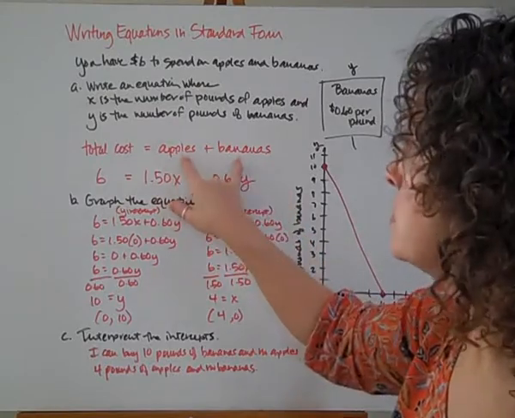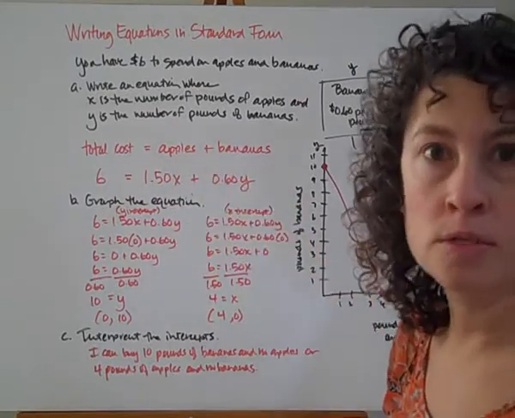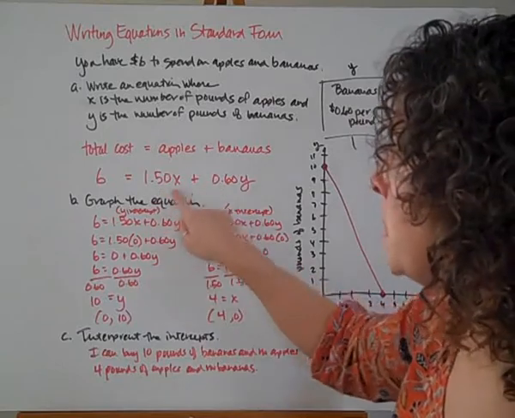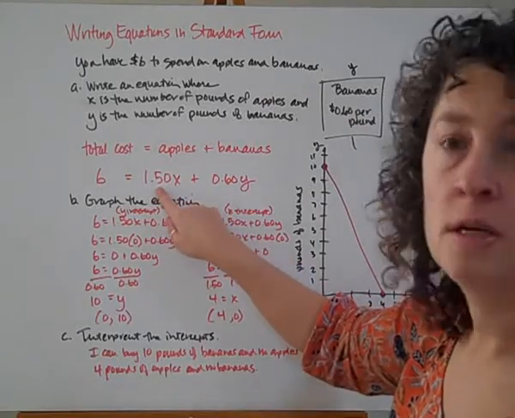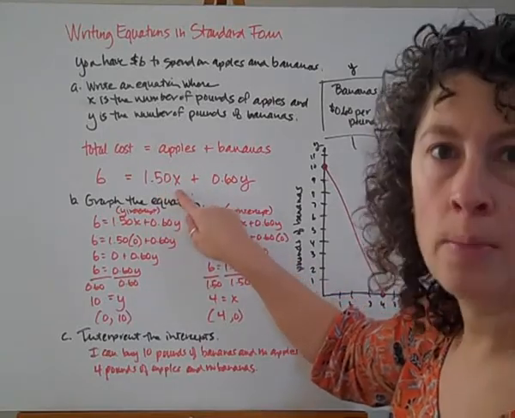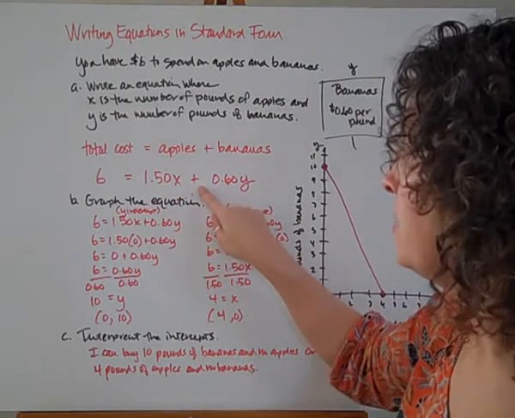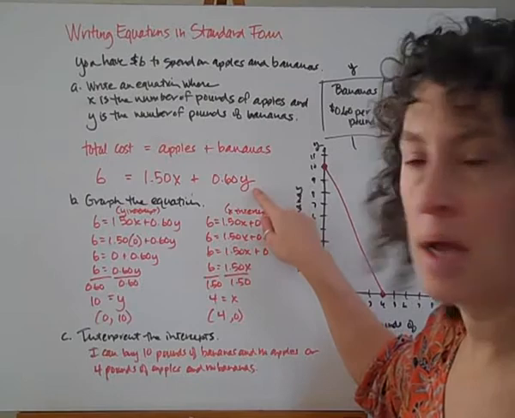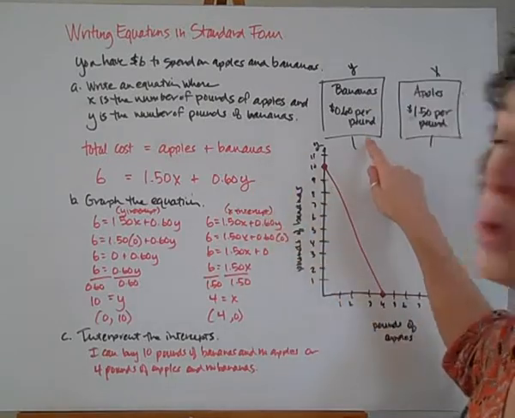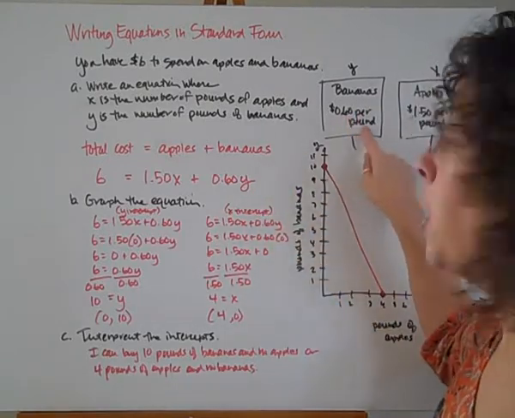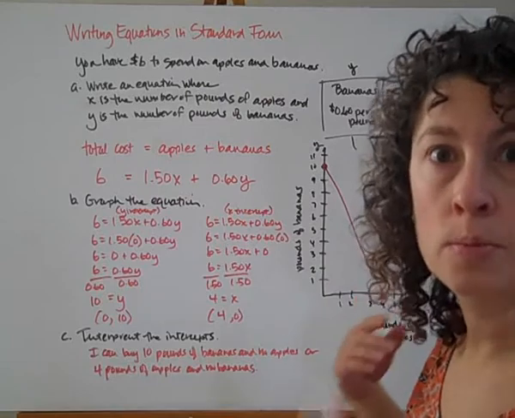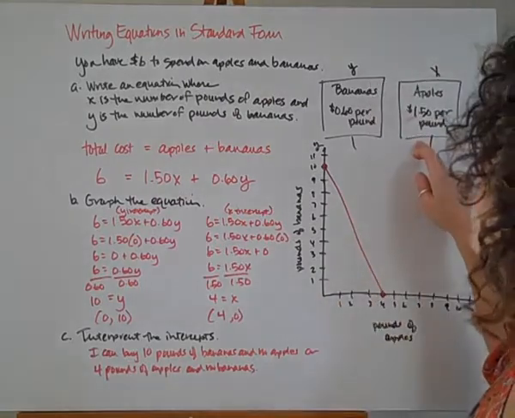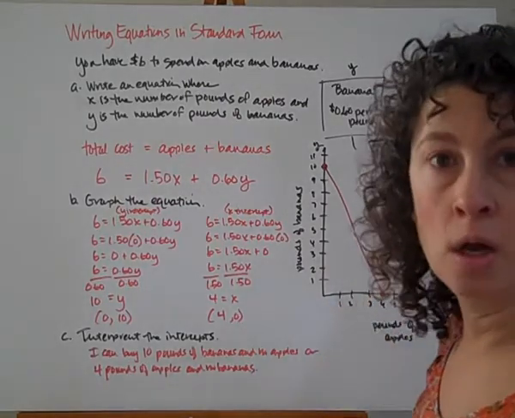Now, how much we spend on apples and bananas depends on how many pounds that we buy. So I'm going to come up with, it's $1.50 times however many pounds of apples that I buy. And I'm going to add that to 60 cents times however many pounds of bananas I buy. Because notice these are rates. 60 cents per pound, that's a rate, dollars per pound. I have $1.50 per pound. That's a rate, $1.50 per pound.